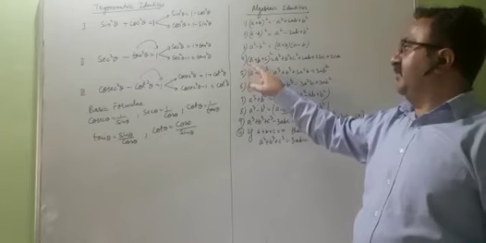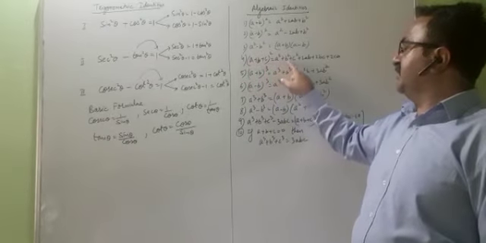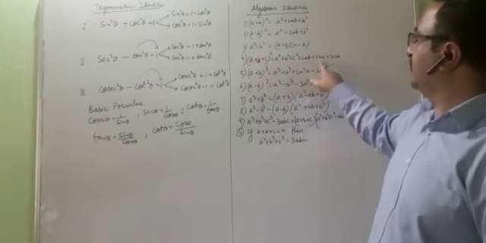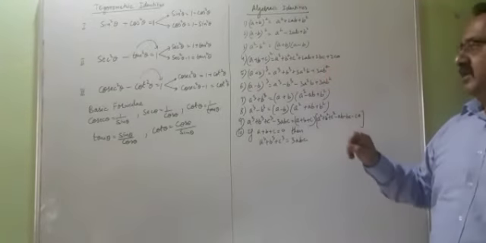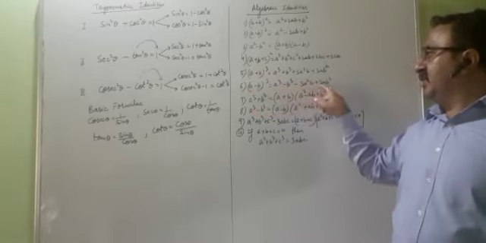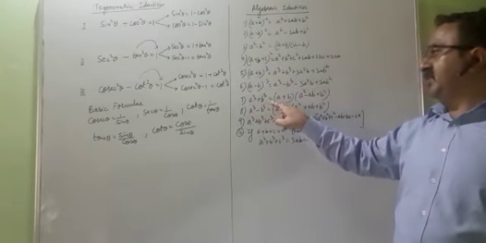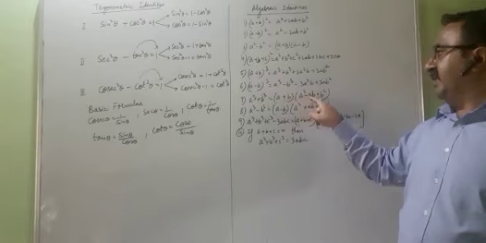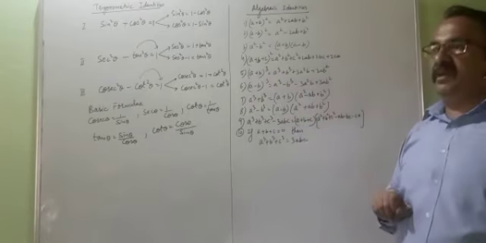(a + b + c) whole square equals a square plus b square plus c square plus twice of ab plus twice of bc plus twice of ca. Then (a + b) whole cube, then (a - b) whole cube, then a cube minus b cube equals (a - b)(a square plus ab plus b square), and a cube plus b cube equals (a + b)(a square minus ab plus b square).